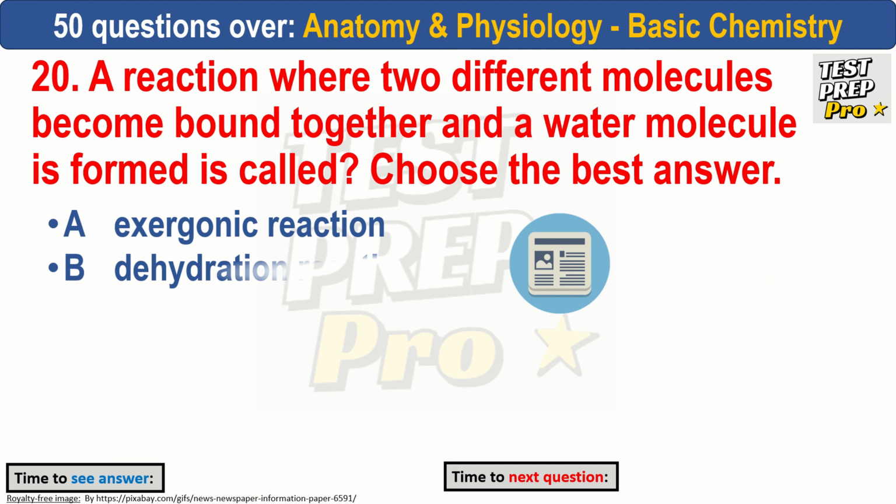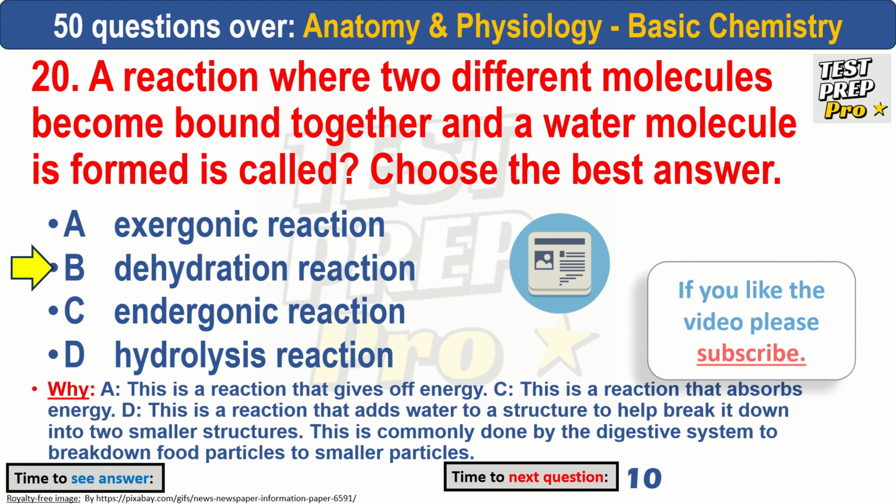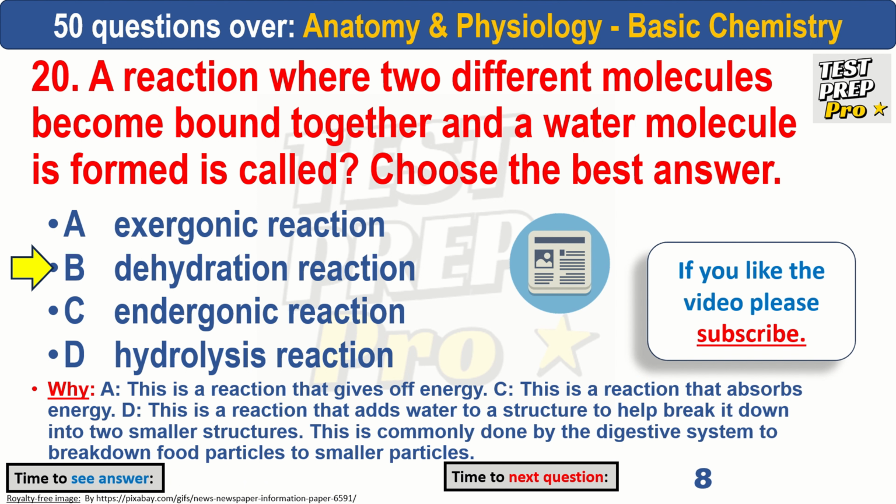A reaction where two different molecules become bound together and a water molecule is formed is called what? Choose the best answer. Is it an exergonic reaction, a dehydration reaction, an endergonic reaction, or a hydrolysis reaction? It's a dehydration reaction. Exergonic, those are reactions that give off energy. Endergonic are reactions that need energy, they pull it in.